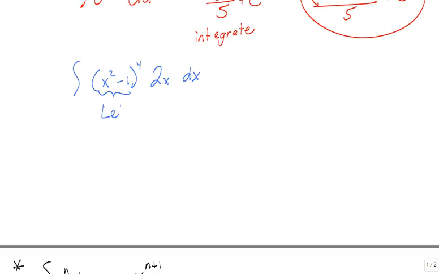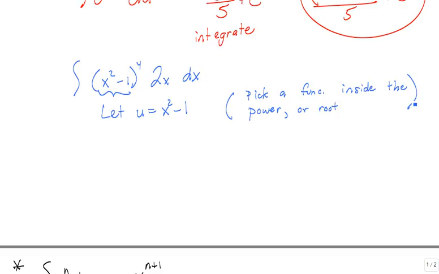I let u equal the function inside another function. That's my g function. So pick a function inside the power or root, and that's usually how you pick it, or the denominator. And that's usually how you pick u. Now you might not pick u right the first time, so if it doesn't work, then you have to go back and pick another u. Again, this is trial and error.